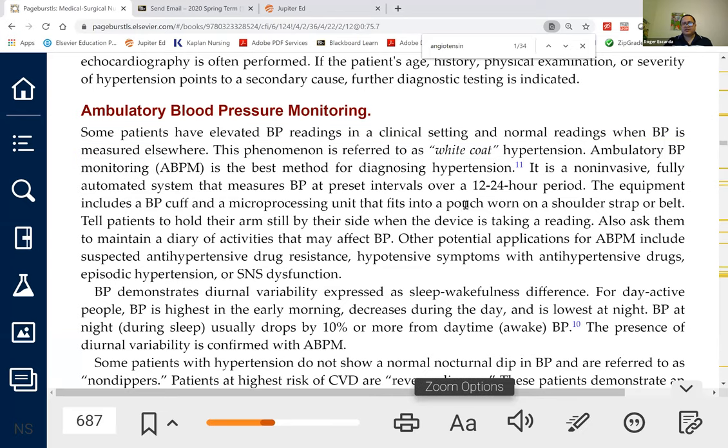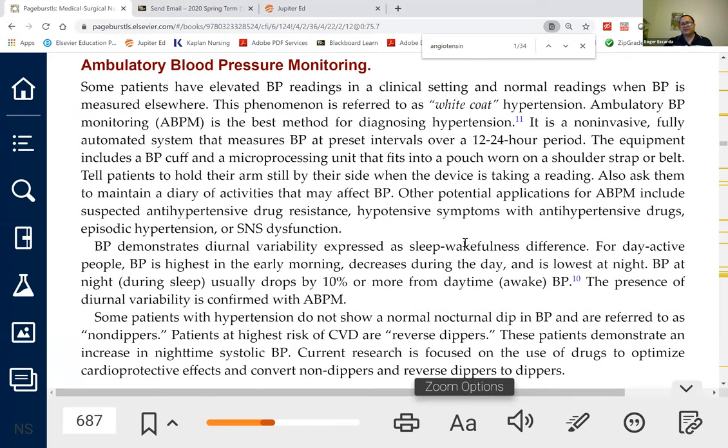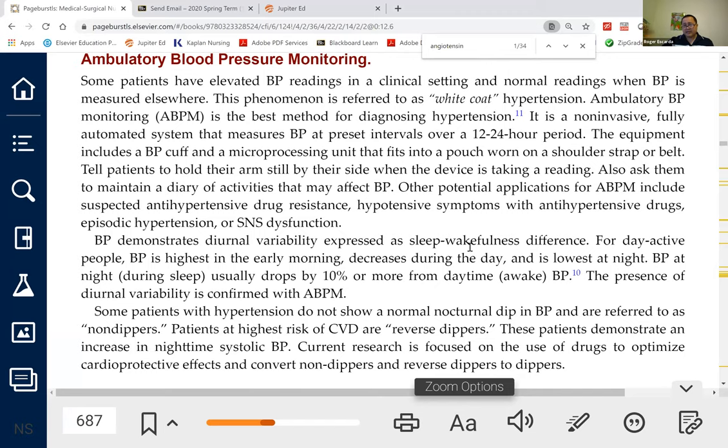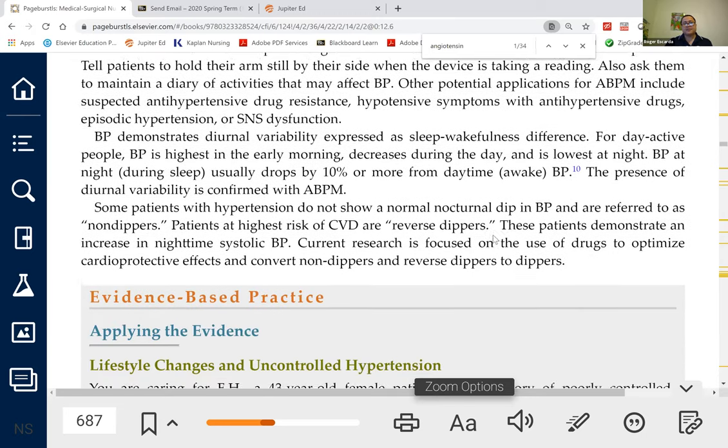And it describes here, please read it on your own. Some of them are advanced. They are wireless, meaning they will record the readings and then transmit them wirelessly to the doctor's office.